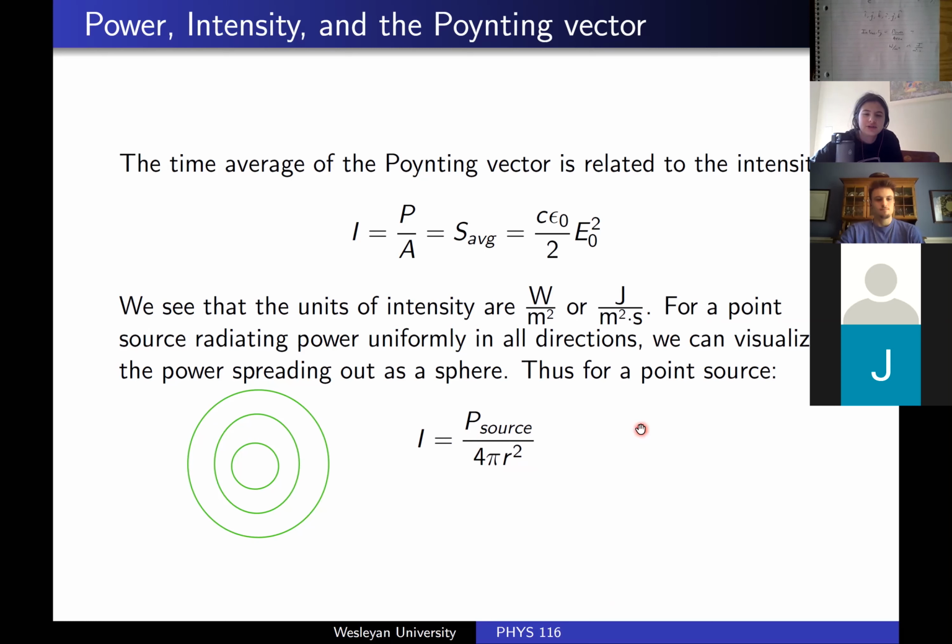Why is it not 2 pi r squared? Isn't that the area of a... No, 4 pi r squared is the surface area of a sphere. Oh, surface area. Oh, sorry, yes. So is it power over surface area or power over area? I'd say surface area, basically.